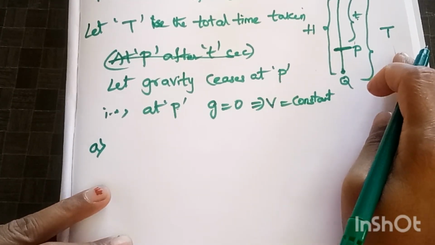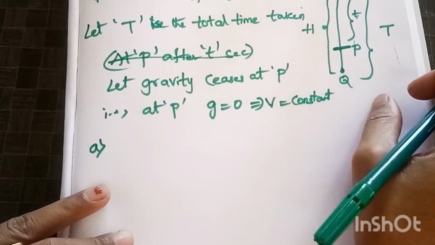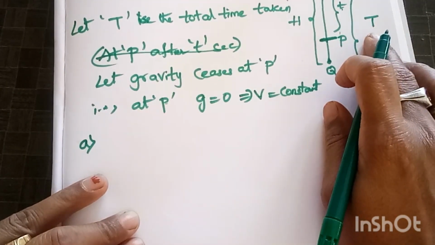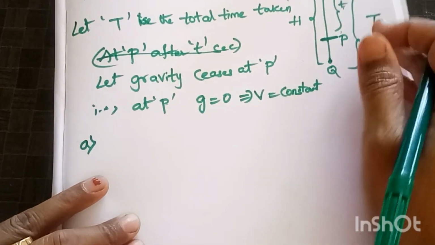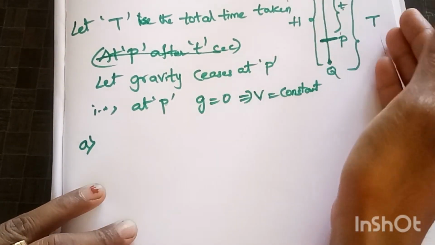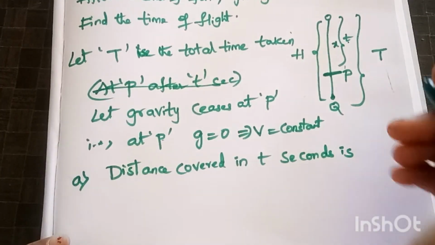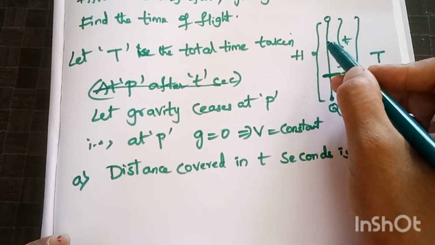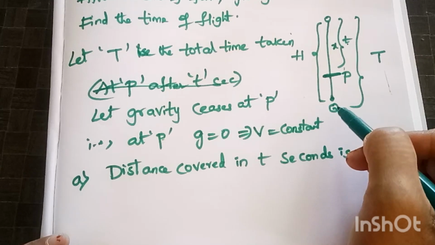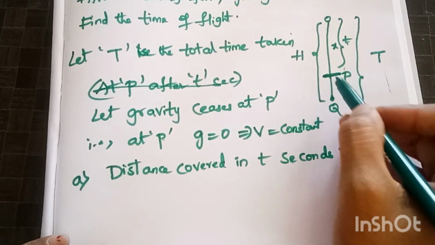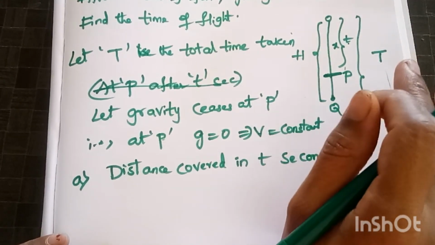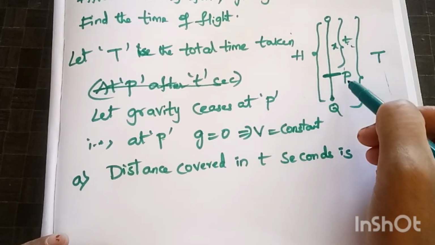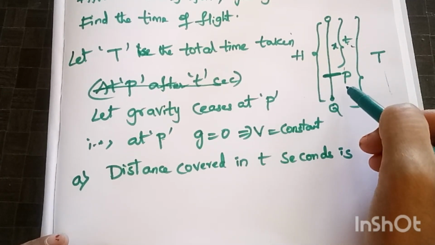Before calculating time t, we are going to find some terms. To find the total time of flight, that is total time t, we are going to calculate some other quantities. What they said is that the distance traveled by the body to reach the ground is h. So when the gravity ceases after time t seconds, the body ceases at point P. At this point the velocity v is constant and g will be 0.